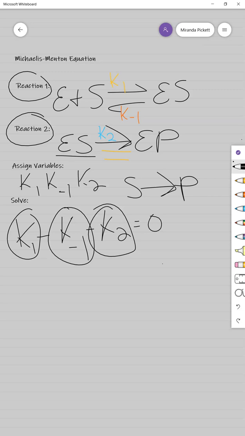Now that we've decided all of these things, we can now write out the instantaneous rate of change, and that's going to look like something like this.